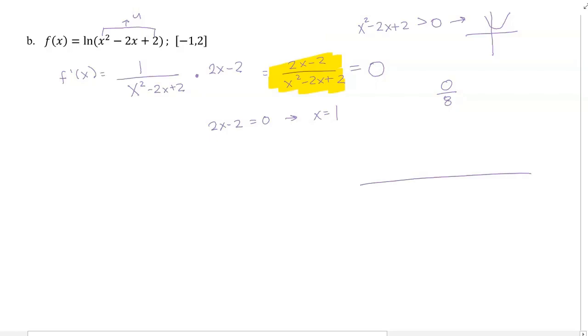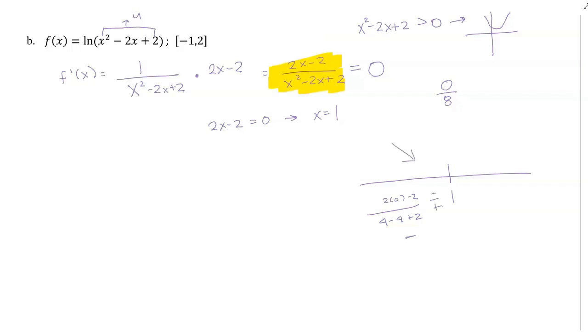I'm going to partition a number line at x equals 1. I will plug in 0 into the derivative. 2 times 0 minus 2 all over 4 minus 4 plus 2. This will be a negative over a positive. This is negative. This will be decreasing.